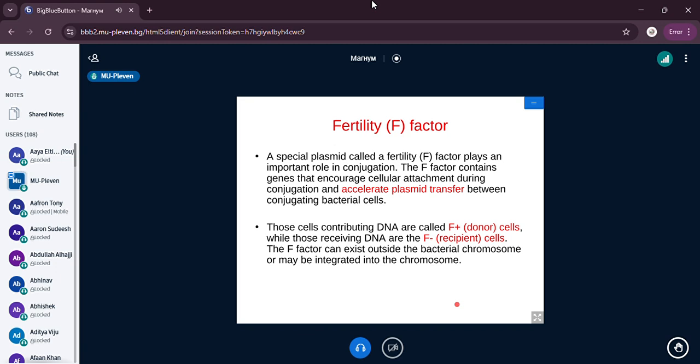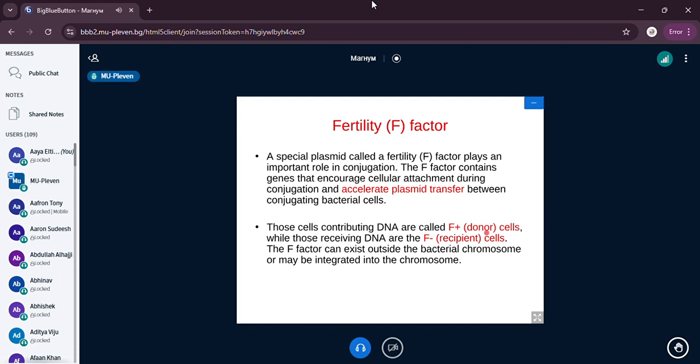Another specific plasmid is a fertility factor. It's called F, or fertility factor, because it plays a role in conjugation. Conjugation is attachment of two bacterial cells to each other with their membranes and exchange of genetic material. This much more resembles a sexual process, and because during this conjugation the F factor is transferred between the bacteria, that's why it's called F, fertility factor.